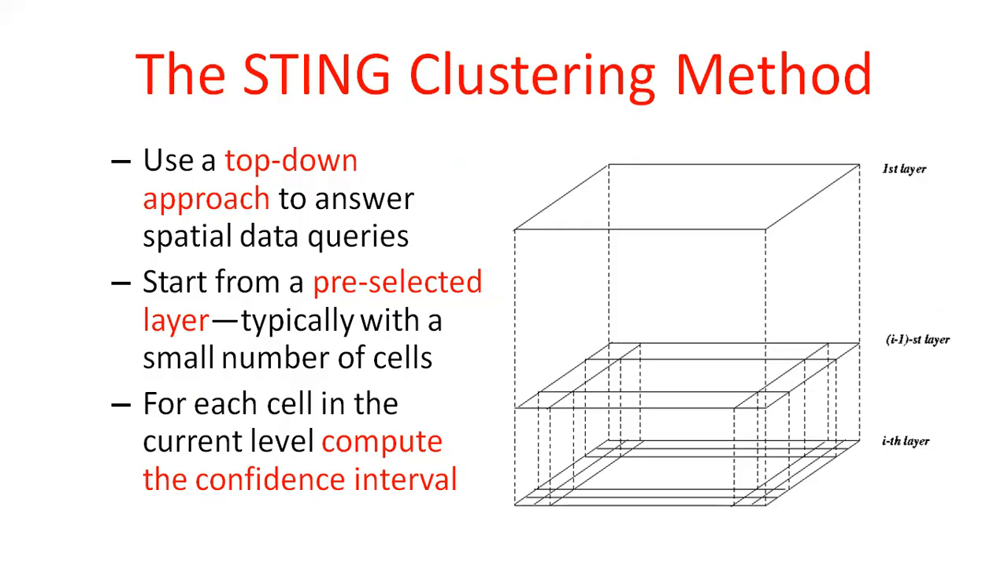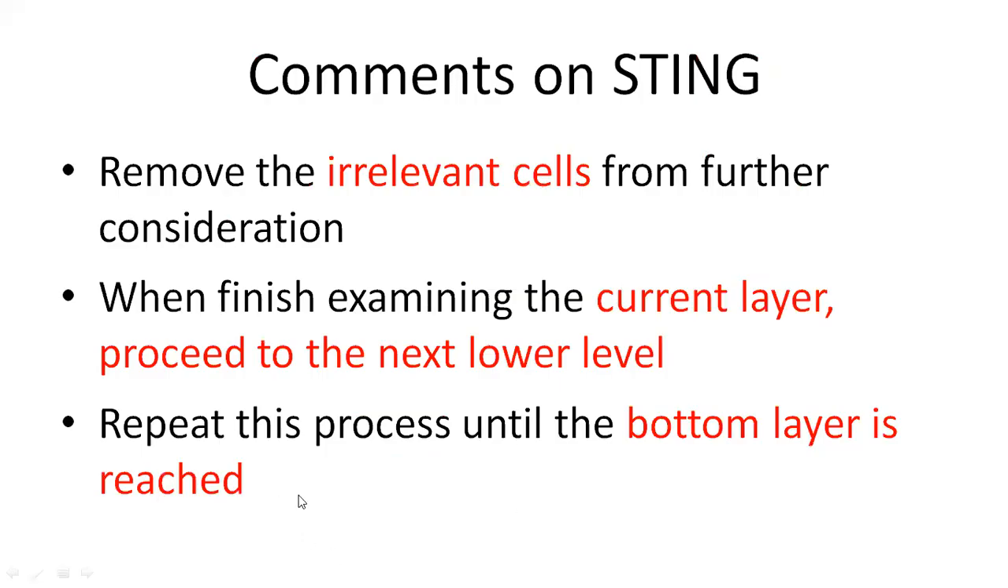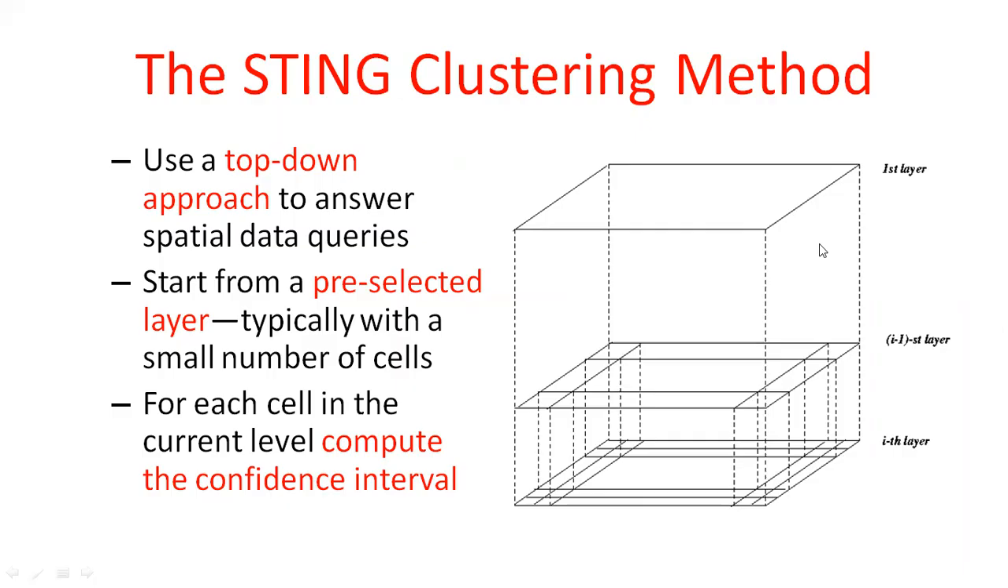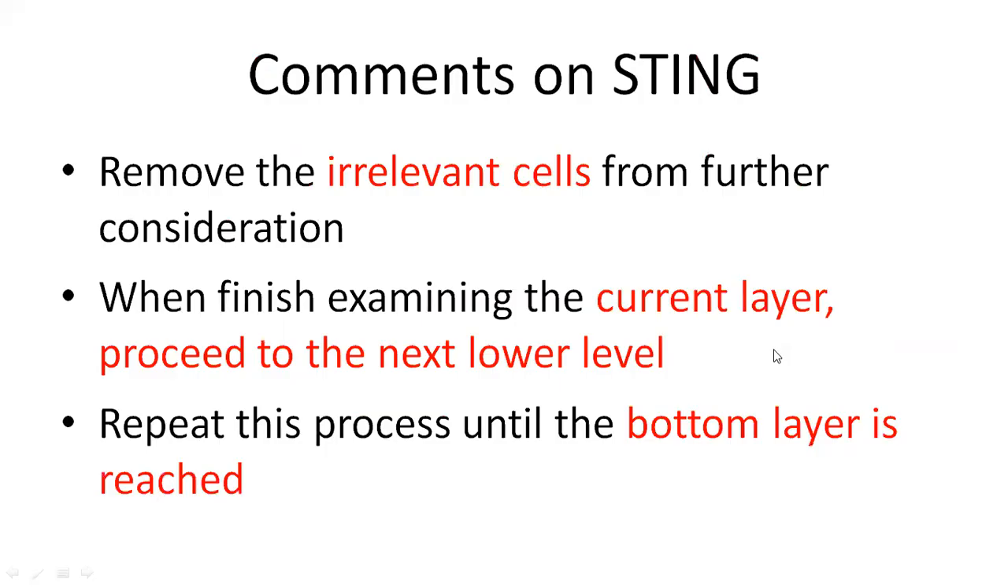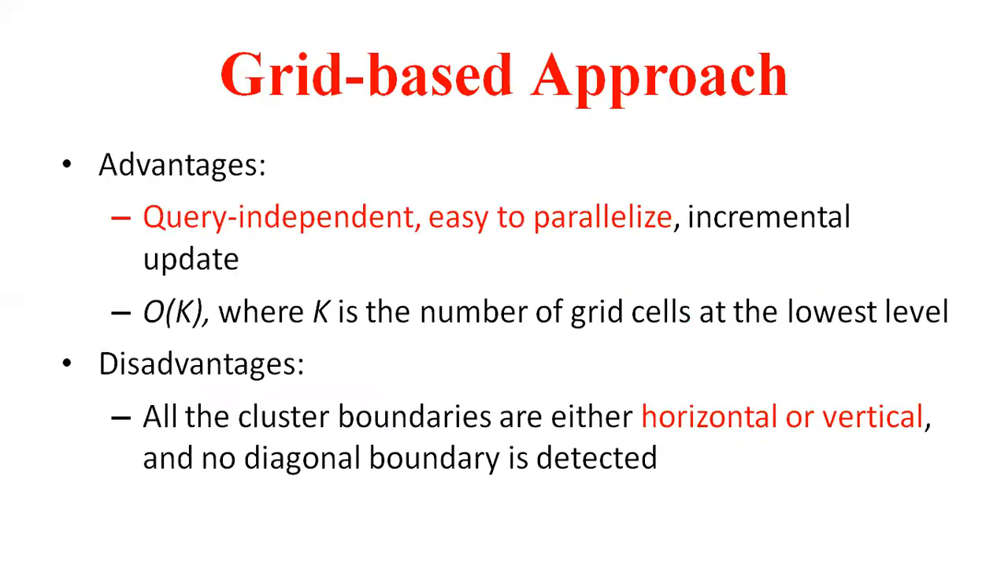Why? Because it is a top-down approach. Starting from the first layer, you come to the second layer, third layer, and then the (i minus 1)th layer and the ith layer. That means a top-to-bottom approach. You perform some operation on the top layer, then come to the next layer, and repeat this operation until the bottom layer is reached. When the bottom layer is reached, it is over.